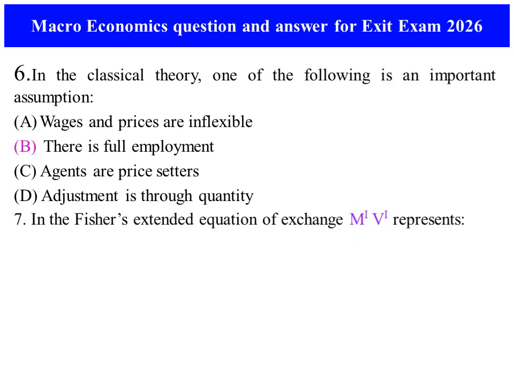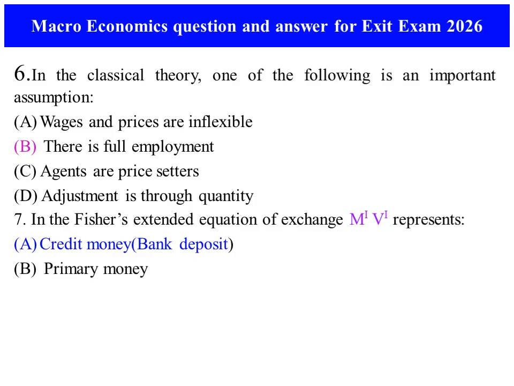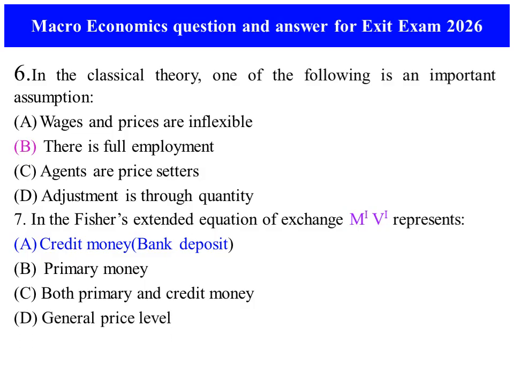Number seven, in Fisher's extended equation of exchange, that is M'V' represents A. Credit money or bank deposits, B. Primary money, C. Both primary and credit money, D. General price level. Under Fisher's extended equation, the answer is credit money or bank deposits. That is, M'V' represents credit money or bank deposits.